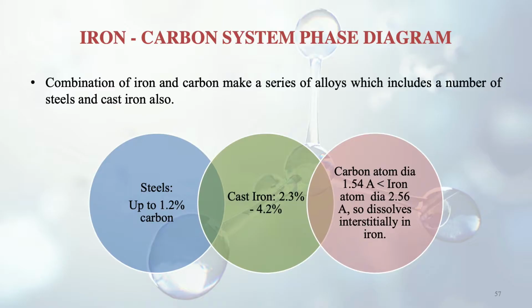Carbon atom diameter is 1.54 angstrom, which is lesser than the iron atom diameter, which is 2.56 angstrom. Because of the lesser diameter of the carbon atom, it can dissolve interstitially in iron. Angstrom is a unit which is about 10 to the power minus 10 meters.